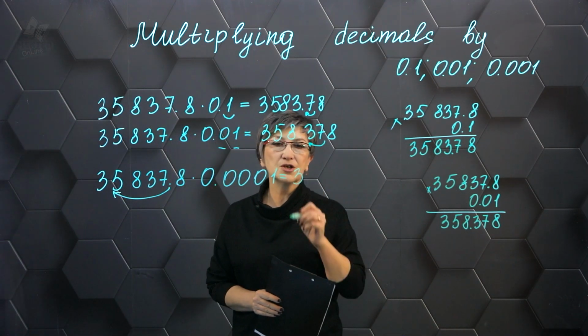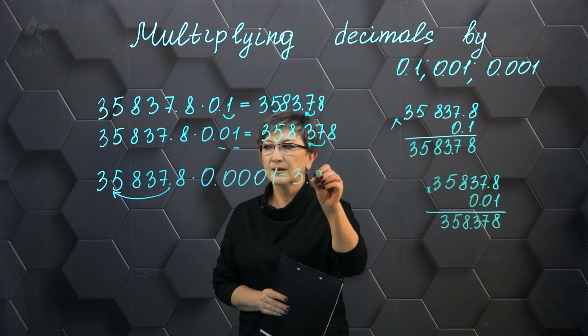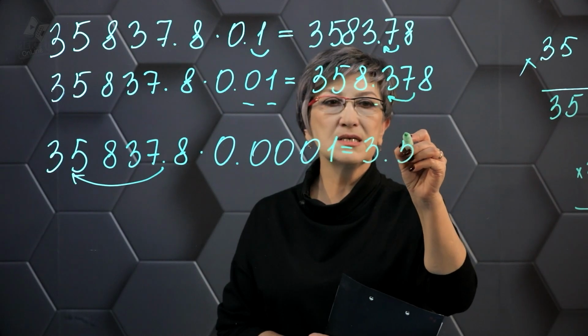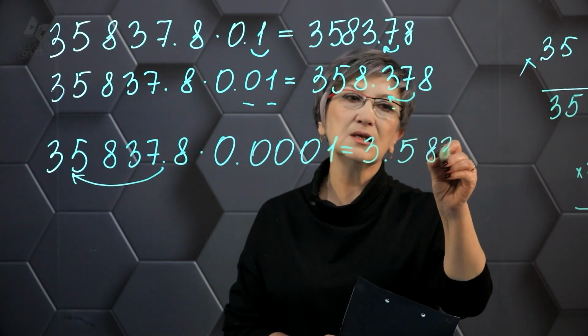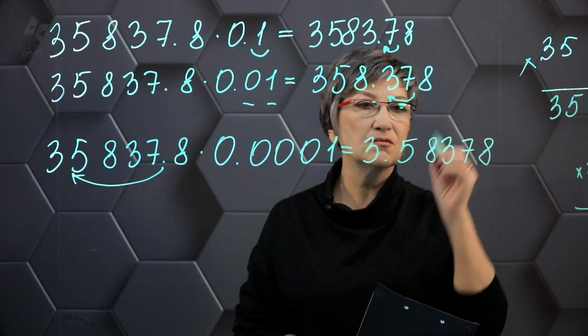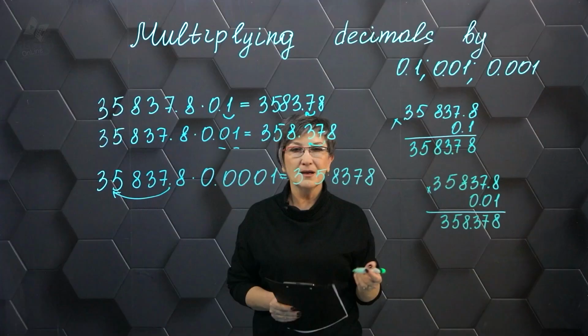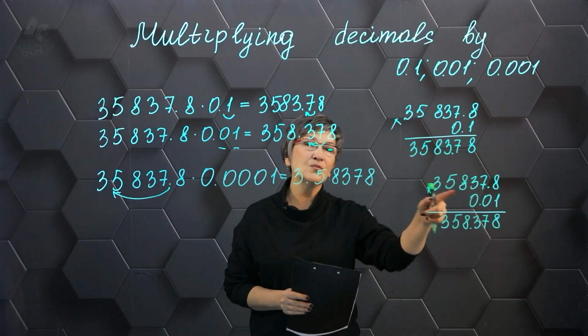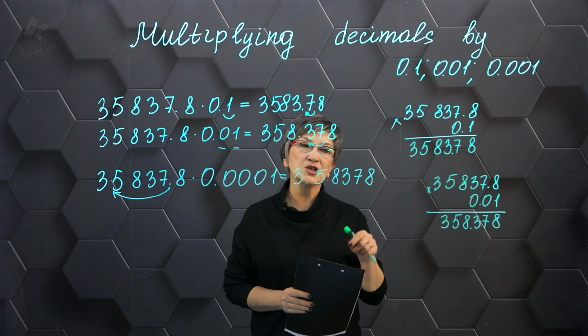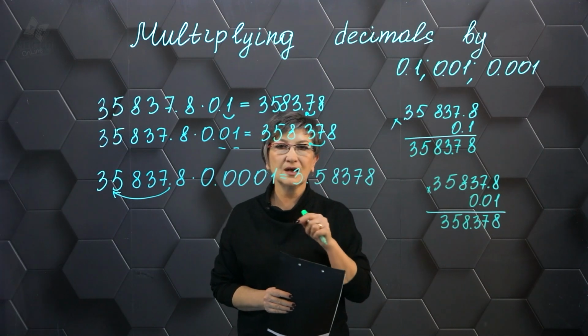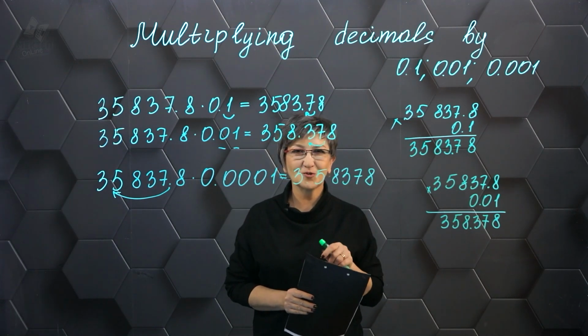The solution is the number 3 whole 58,378 hundred-thousandths. By following this principle, there is no need to employ column multiplication. Instead, we must solely shift the decimal point in the resultant value.